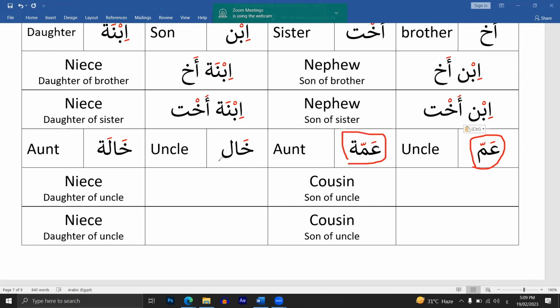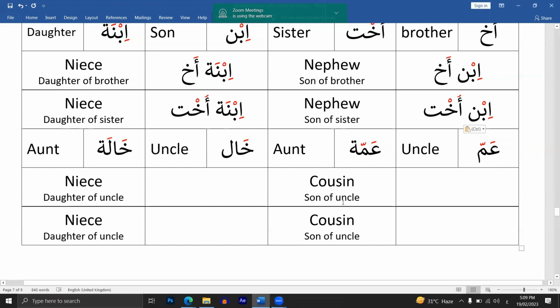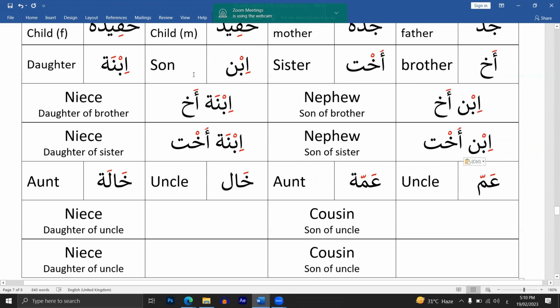Okay. Then khal, uncle again, but this is the brother of my mother. And if we add ta'un marbuta, it will be khalah. Okay, again, we will do the same. Cousin. I want to say son of my uncle. Where is son? Here. Ibn. Of my uncle. Where is uncle? Here. Am. Ibnu am. If I want to say my cousin, it will be ibnu ammi, my cousin. Okay? Or the son of my uncle.